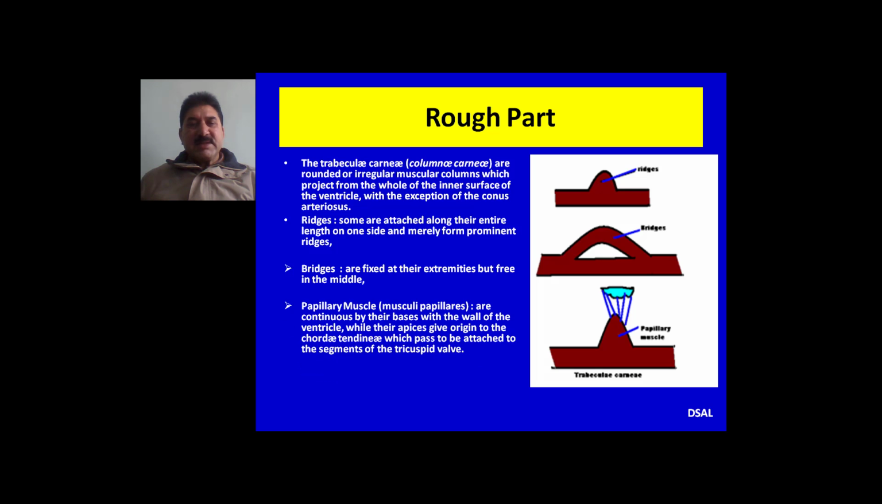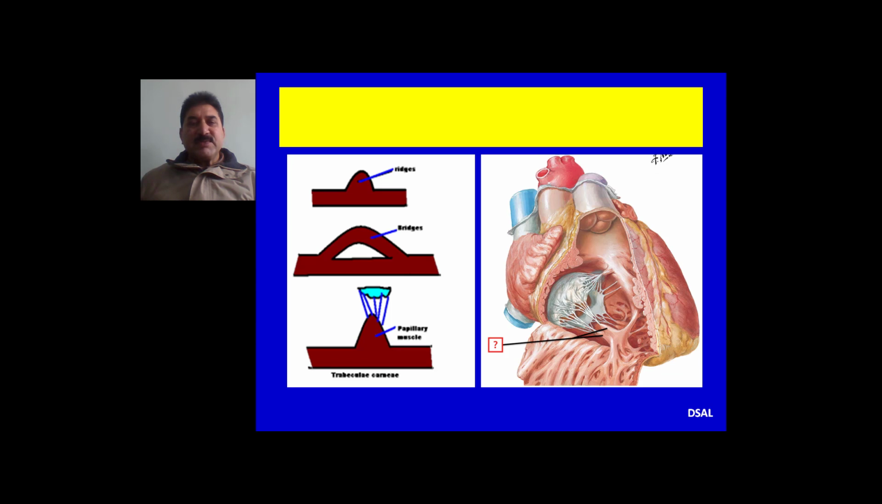Then papillary muscles are continuous by their bases with the wall of the ventricle, while their apices give origin to the chordae tendineae, which pass to be attached to the cusps of the tricuspid valve. As shown in this figure, ridges are fixed throughout; they are simply elevations. Bridges are fixed at their ends and free in the middle. An example of a bridge is the septomarginal trabecula, which is attached on one side to the septum and on the other side to the base of the anterior papillary muscle.